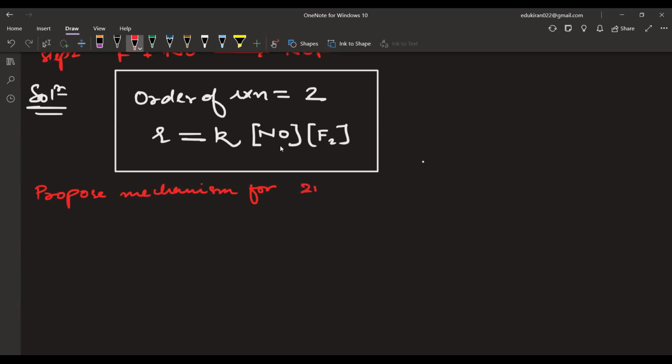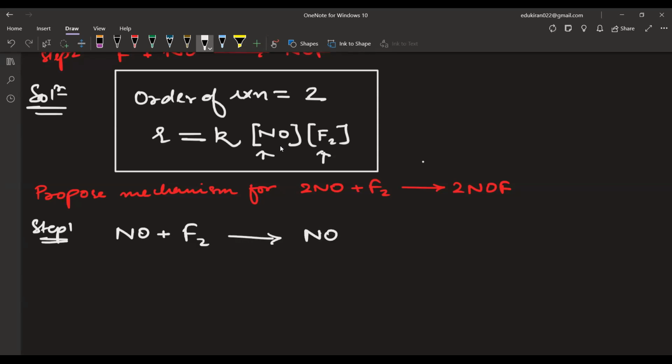Propose a mechanism for 2NO plus F2 giving 2NOF. So this is the part that is given. They have given you that rate is equal to K into NO. So when you have been given this part, then you will react this NO and this F2 first. So you'll write step 1. That will be your slowest step because it is determining the rate. You'll write NO plus F2 giving NOF plus F. After that, you'll write step 2: F plus NO gives NOF.